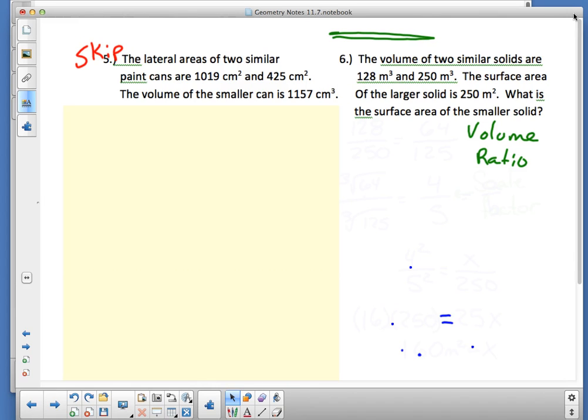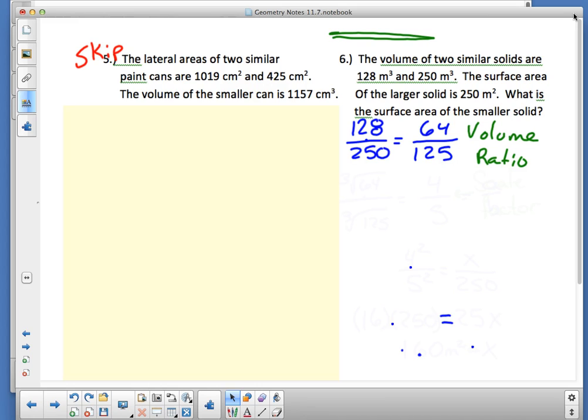Okay, but 128 meters cubed and 250 meters cubed, that's a volume ratio I can set up, right? It's all about volume. People, how do you know? Because they're cubed. It's volume. So if I set up that volume and I reduce, okay, I have a habit of reducing before I take square roots or cubed roots. It makes my life easier. So now I've reduced them and I still have a volume ratio.